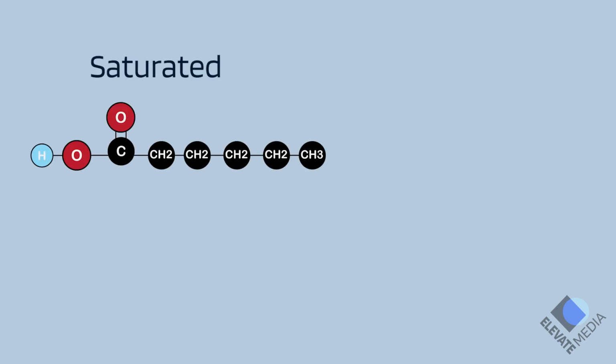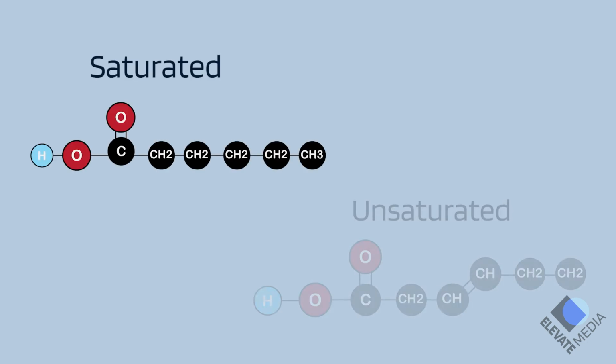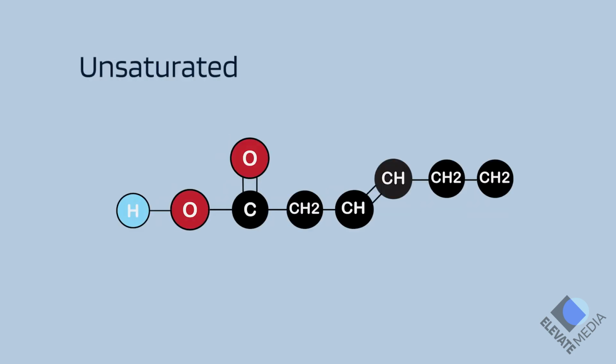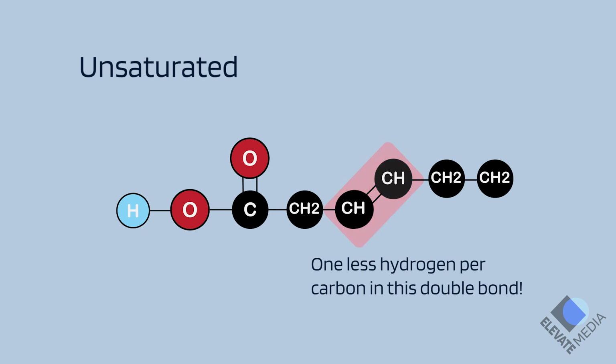The fatty acid chain can either be saturated or unsaturated. A fatty acid is saturated when there are only single bonds in the entire chain. This allows each carbon atom to bind to as many hydrogen atoms as possible, making it saturated. While an unsaturated fatty acid has at least one double or triple bond. Due to this, the fatty acid cannot bind to the maximum amount of hydrogen atoms, making it unsaturated.